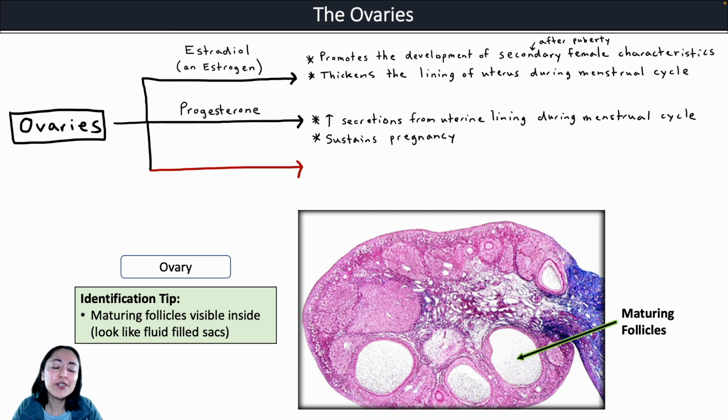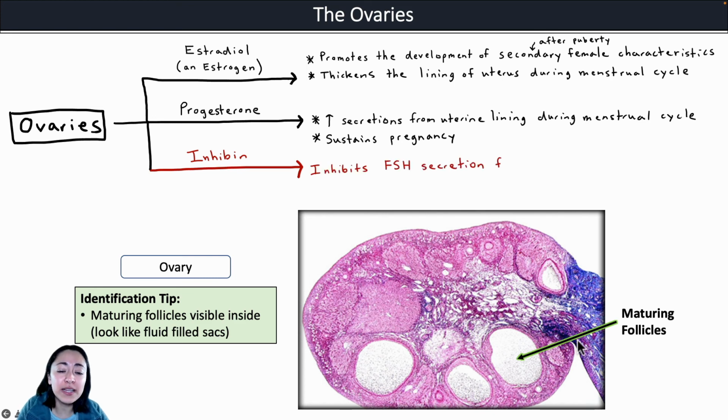The last major hormone secreted by the ovaries is an inhibitory hormone known as inhibin. Inhibin inhibits a hormone known as follicle-stimulating hormone, and it inhibits its secretion from the anterior pituitary gland. Follicle-stimulating hormone triggers the maturation of the follicles within the ovaries. So inhibin actually inhibits follicle maturation in the ovaries, which is important in certain times of the reproductive cycle.